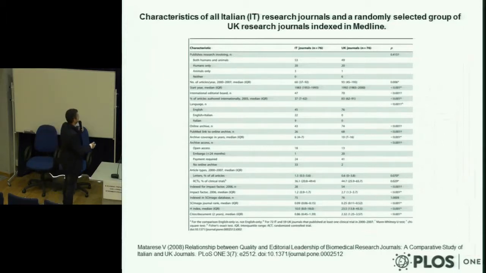The type of articles. If you see the number of RCTs, the percentage compared to the number of clinical trials, UK journals are performing quite well, while the Italian journals fell a bit short. So it means that if you have a randomized trial, the chance that it will be submitted to the Italian journals is quite small compared to the UK journals. It means that some countries are more attractive in terms of getting the best research that is usually performed in different countries. And then you have different indexes, like Scimago.